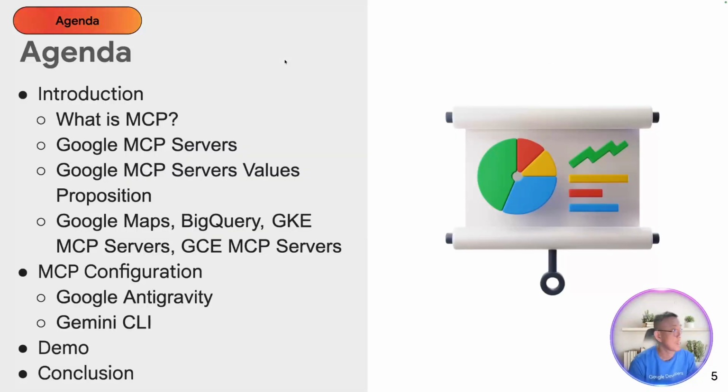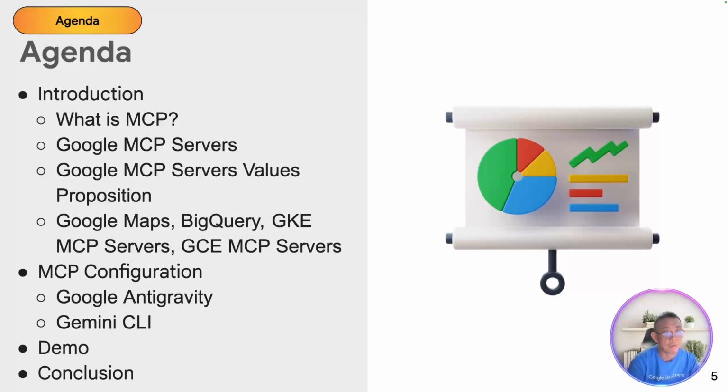Okay, so this is the agenda for today. The topic today is about getting started with Google MCP Server. Of course, if you are not familiar with MCP, Model Context Protocol, I will give a very brief introduction of what is MCP, and then what is Google MCP Servers, and what is the value proposition that you can actually get from a Google MCP server.